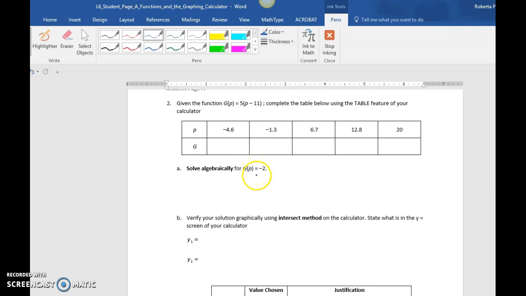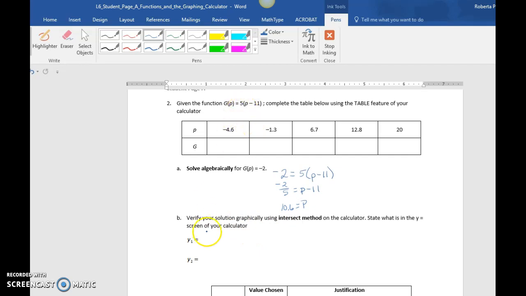For the second problem, to solve algebraically, we would do -2 equals 5 times the quantity p minus 11. And so we would divide by 5, so -2 fifths equals p minus 11, and then just add 11 to the -2 fifths, and your calculator can do that quickly for you. So we get 10.6. And then we want to use the intersect method again.